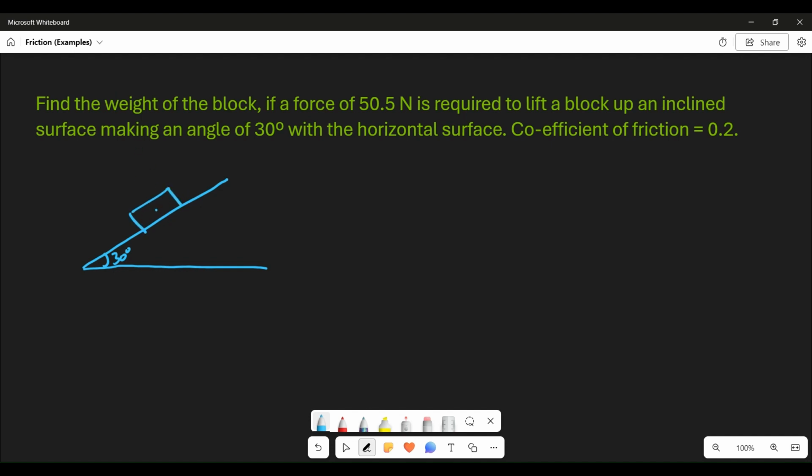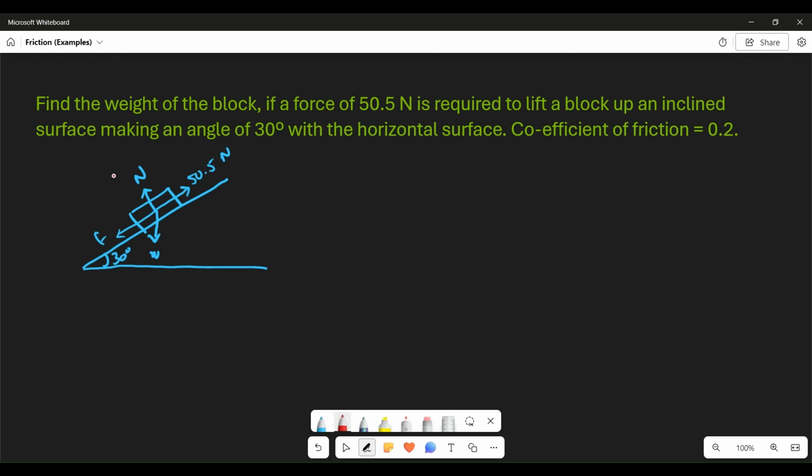Weight you don't know, weight you need to find out, so we will write it as W. Weight will act vertically downwards. A force of 50.5 Newton is required to lift the block up, means we are applying 50.5 Newton force to lift it up. So movement is upward, friction will be downward. And this is your normal reaction N. So these are the forces. Coefficient of friction mu is also given as 0.2 here.